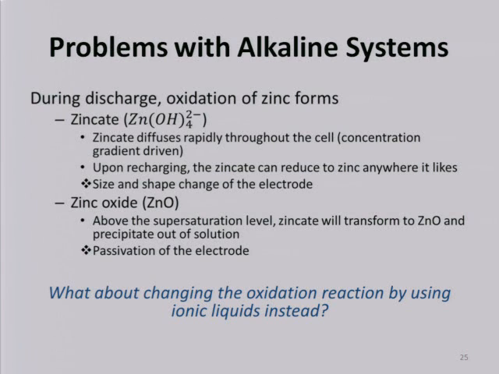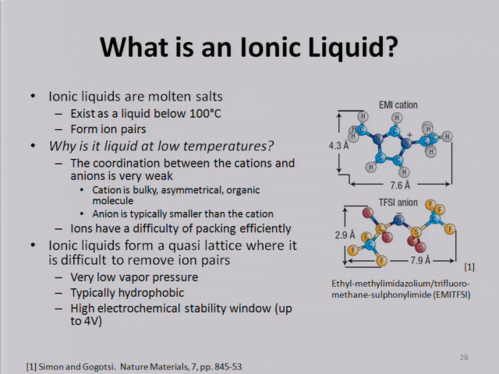But what about changing the oxidation reaction by using ionic liquids instead? So we're going to move away from aqueous reactions, where this is the principal reaction that occurs during discharge of the zinc. So what are these ionic liquids? Best way of describing them is that they are molten salts.